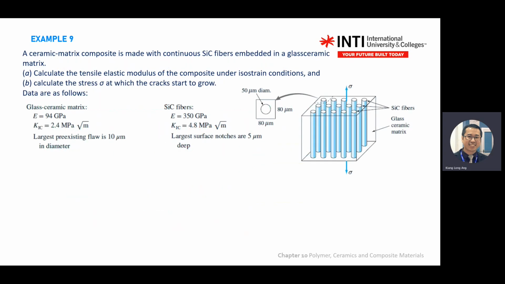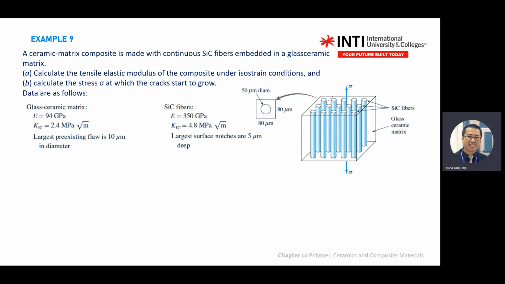All right, the next one, this one is more application. So same, now you have a SiC glass ceramic fiber, and again here you have the ratio, right? The diameter and the area. So same like your example number 7. You find the ratio of area of that particular thing divided by something, then you calculate.